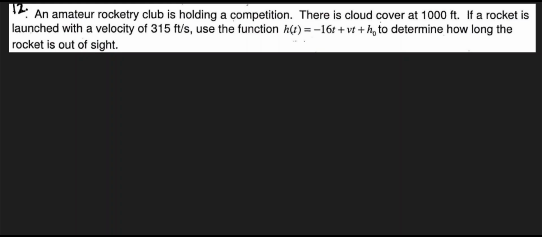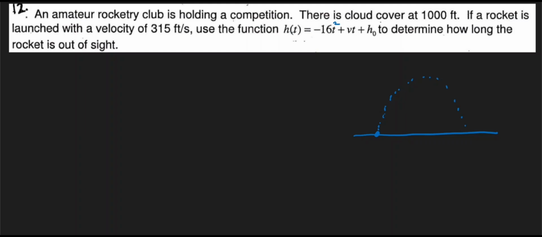A rocketry club is holding a competition. There's cloud cover at 1,000 feet. If a rocket is launched with a velocity of 315 feet per second, use the function h of t equals negative 16 t squared plus vt plus h initial to determine how long the rocket's out of sight. So if we draw this out, a rocket is being launched from ground level and it's going to reach some maximum height, after which it's going to go right back down. And that's what the path of the rocket should look like.